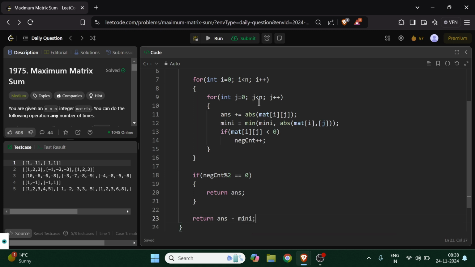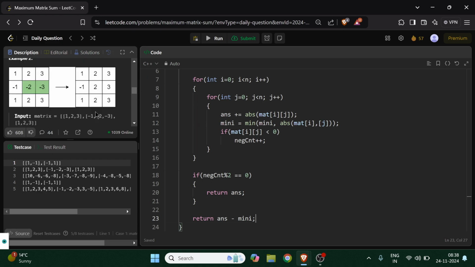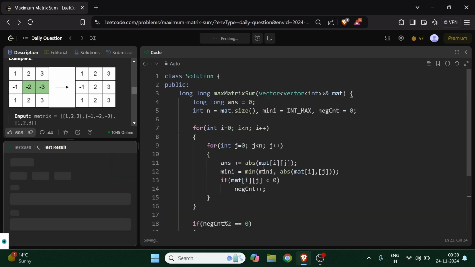Now there is one more thing we need to make sure. See here, when we added all these values, we added this 1 also as positive, and now we are subtracting it only one time. But this should be subtracted twice, because first of all we should not add it, and secondly we should subtract it. So we will subtract 2 times mini.